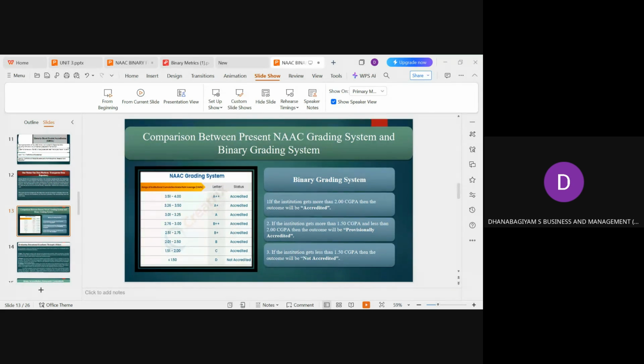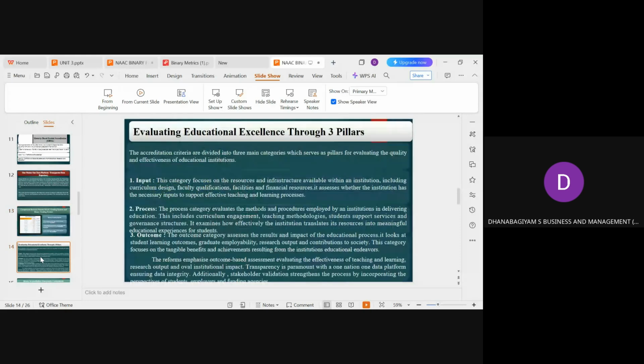Okay, so now let us see how the input and the output process happens. Here we evaluate educational excellence through 3 pillars, and the 3 pillars are input, process and outcome. So when you consider the input initially, that is criteria, it's not criteria, we call it attributes.